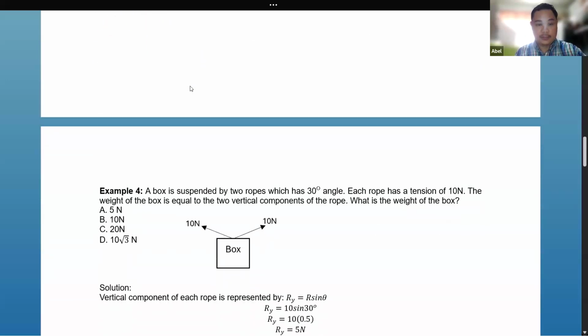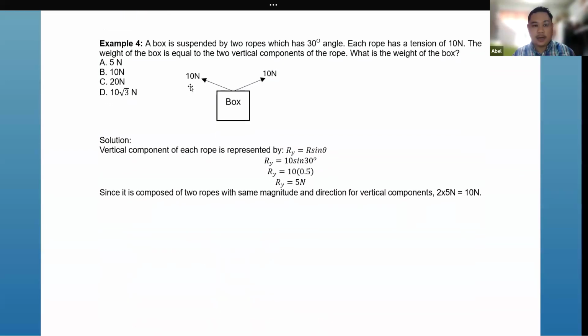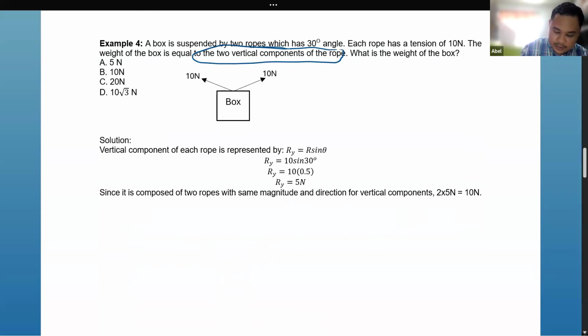Now, how about example number 4? A box is suspended by two ropes which have a 30-degree angle. Each rope has a tension of 10 Newtons, and the weight of the box is equal to the two vertical components of the rope. Even though you have no idea how to solve for the force, here it says the two vertical components of the rope.